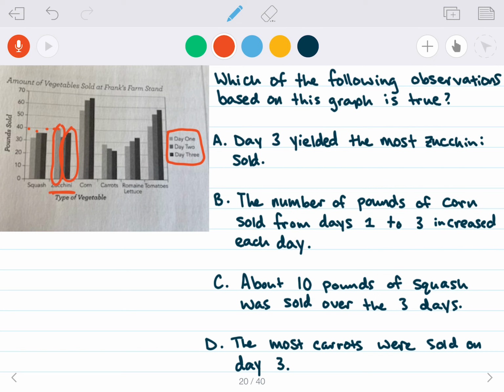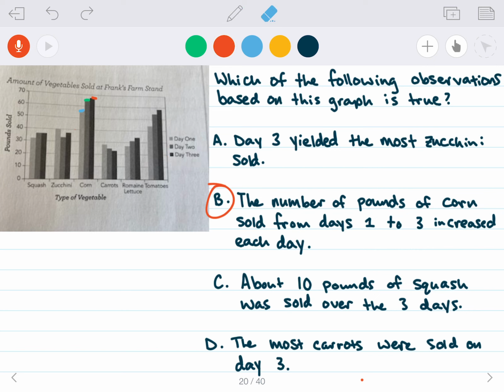Let's look at choice B. It says the number of pounds of corn sold from days 1 to 3 increased each day. Now let's look at corn. So day 1 is about 55, day 2 is about 65, and day 3 is a little bit higher than that, maybe 68 or so. So this is definitely true. It has increased from day 1 to day 3. Each day we can see the height is increasing a little bit.